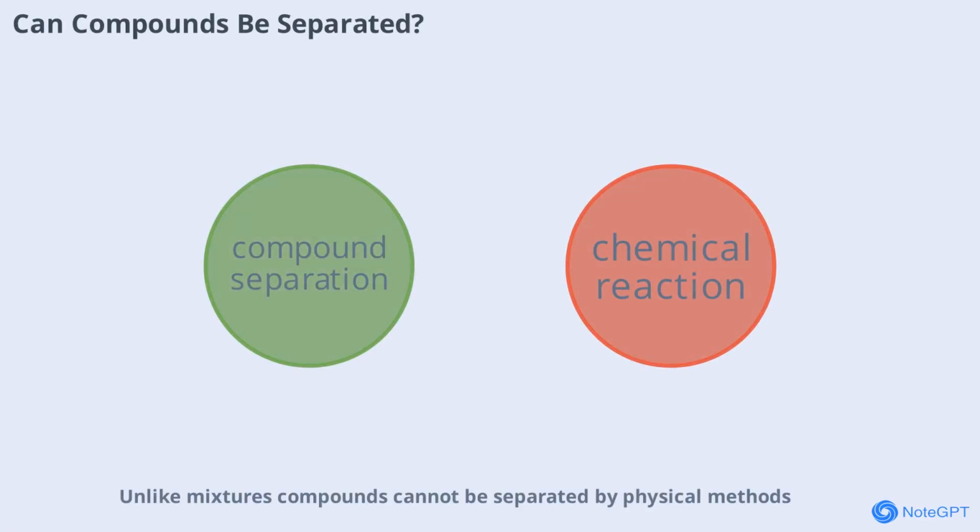Unlike mixtures, compounds cannot be separated by physical methods. They require chemical reactions to break them down into their elements. For example, water can be split into hydrogen and oxygen by a process called electrolysis. This shows that compounds are more tightly bonded than mixtures, making them harder to separate.